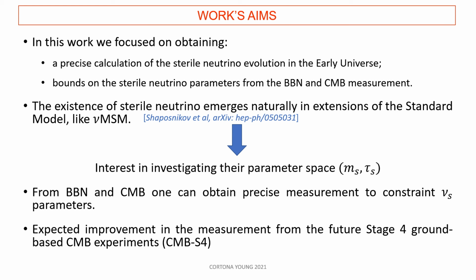So, in this work we focus on obtaining a precise calculation of the sterile neutrino evolution in the early universe. This is because sterile neutrinos emerge quite naturally in almost all beyond standard model theories, so it's interesting to study their parameter space. Moreover, from BBN and CMB one can obtain some precise calculations on N_eff and epsilon_p, and we will use these two parameters to constrain the sterile neutrino parameter space. Finally, we will also do a forecast for the future Stage 4 ground-based CMB experiment, the so-called CMB-S4 experiment.